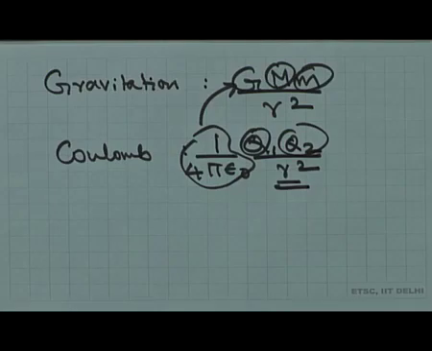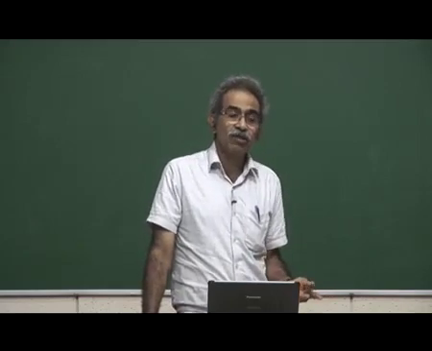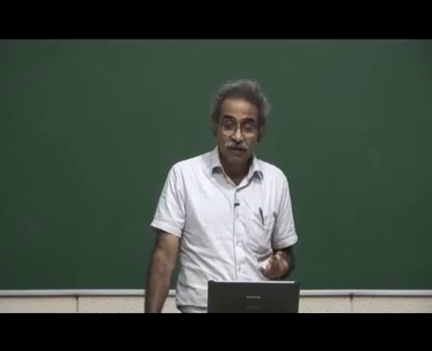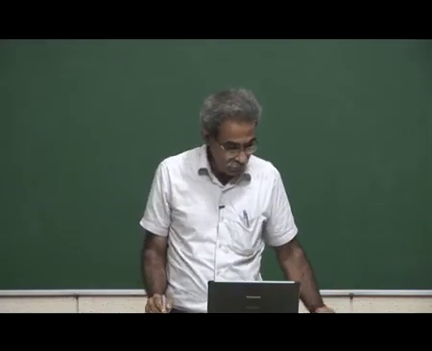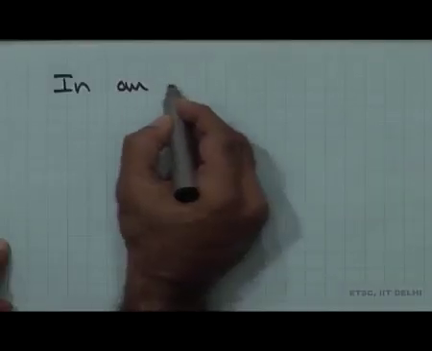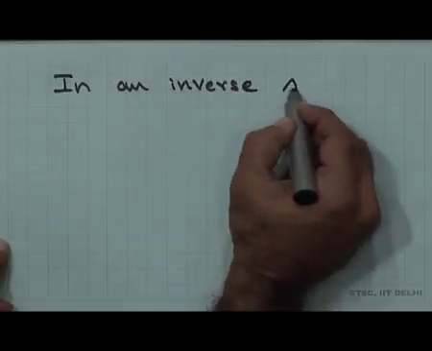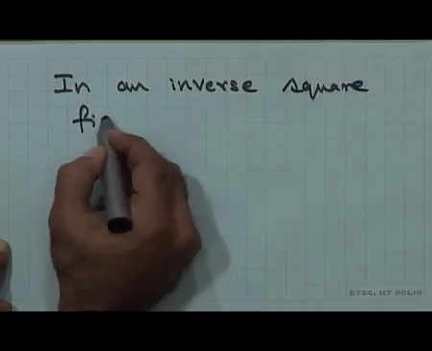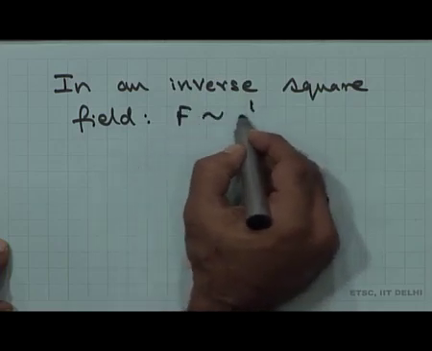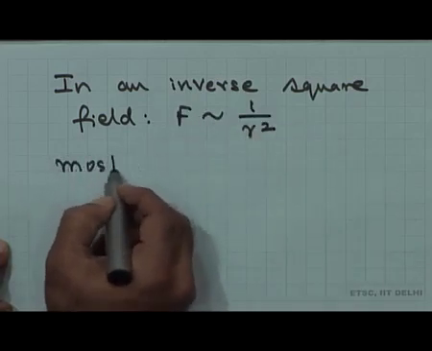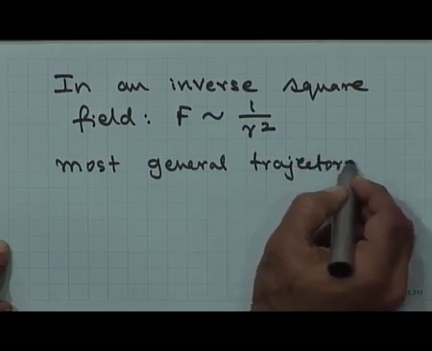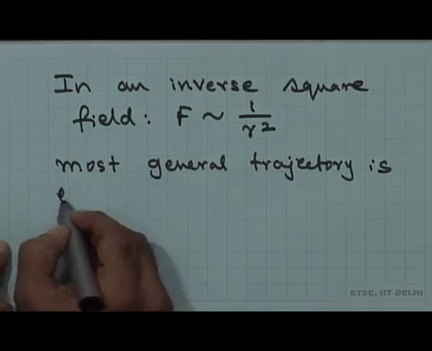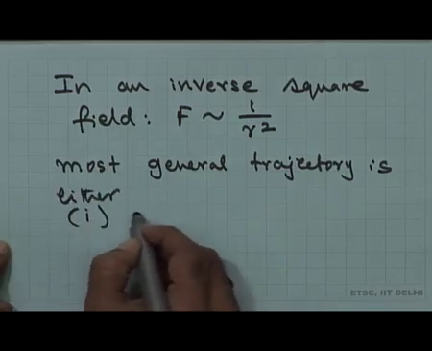And we know when Newton propounded his gravitational law, he solved the problem of not only the bound planets but also comets which may never return. What is it that we learnt? What Newton taught us was that in general, this is very important for us. So in an inverse square field, what do I mean by that? Force goes like 1 over r squared. The most general trajectory, the path, is either one ellipse.